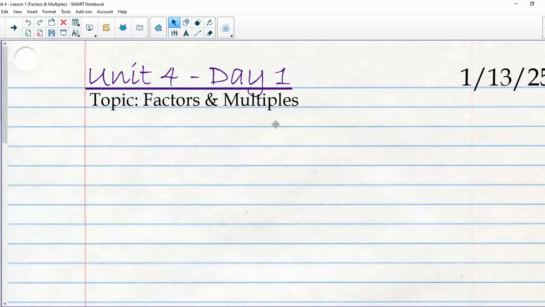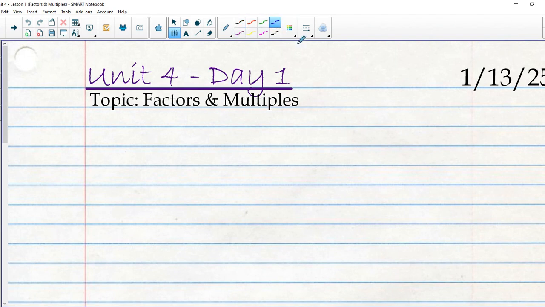Okay, so today we are going to look at Unit 4, Day 1, which is factors and multiples. In this topic, these questions are actually going to be on the state test in the form of word problems. So we're gonna take a good look at it and see what happens. Write it down first: Unit 4, Day 1, for January 13th, 2025.